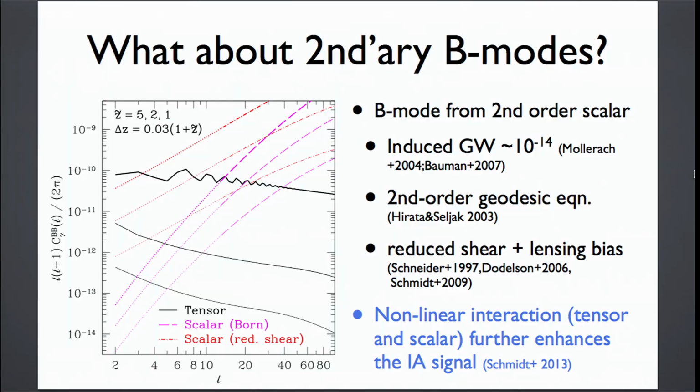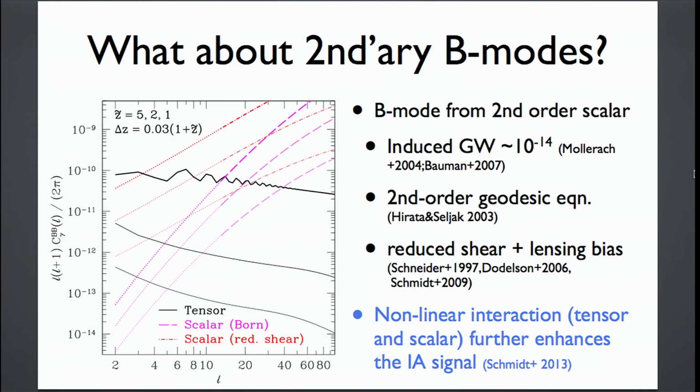But here, because this signal is so small, we have to worry about secondary effects, meaning that the nonlinear interaction of scalars can also make B mode. Scalars cannot generate B mode at linear order, but at higher order, you can do it. We look at three things. The first one is the induced gravitational wave, meaning real second-order dynamics of scalars generating gravitational waves, but that is very, very, very small. It's at the level of 10 to the negative 14, so we didn't even plot it.